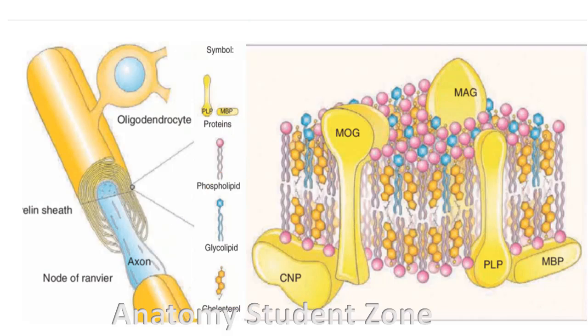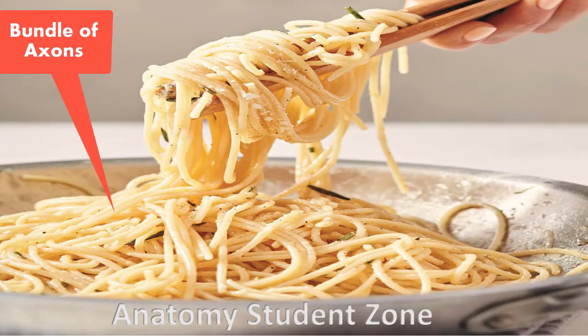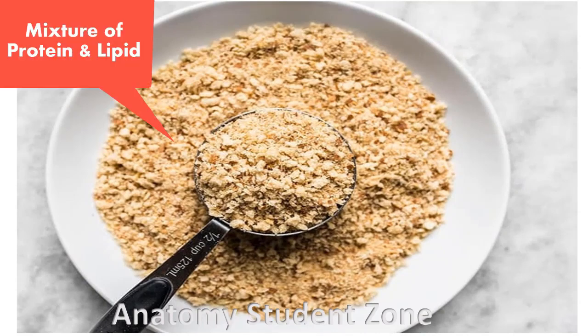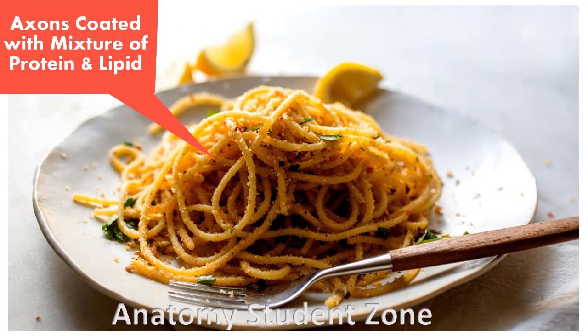It's exactly like if I'm going to make a noodle, I will consider this noodle as a bundle of axons. On the other side, if I have a mixture of breadcrumbs, you will consider that as a mixture of protein and lipid. If I coat these noodles with breadcrumbs, it means the bundle of axons is coated with a mixture of protein and lipid. Now this mixture will protect them, and it will also help them in nerve conduction.